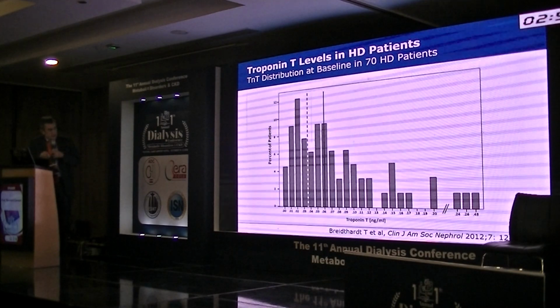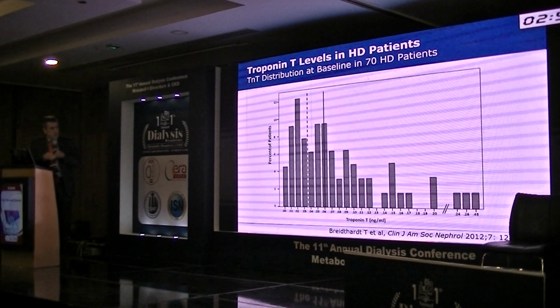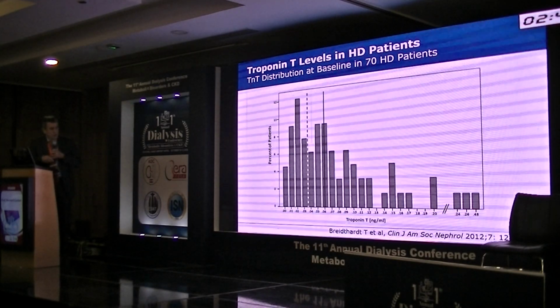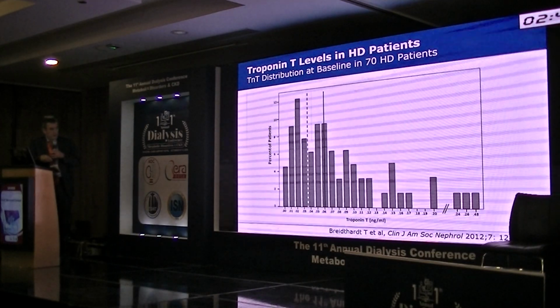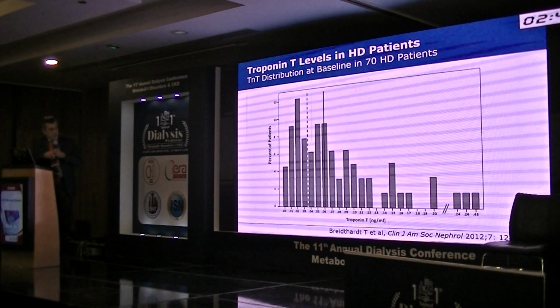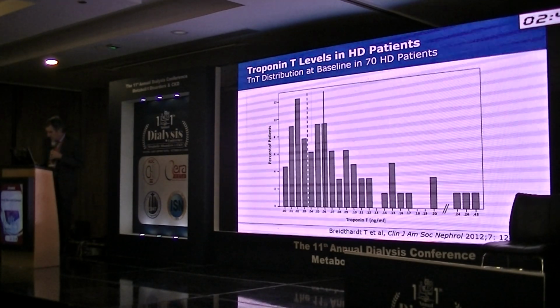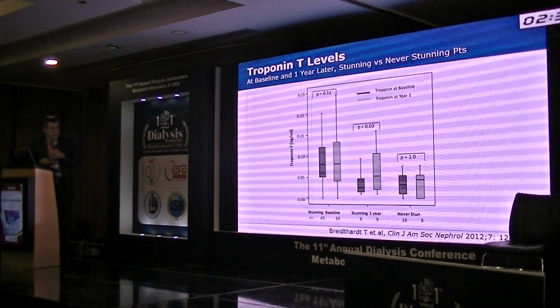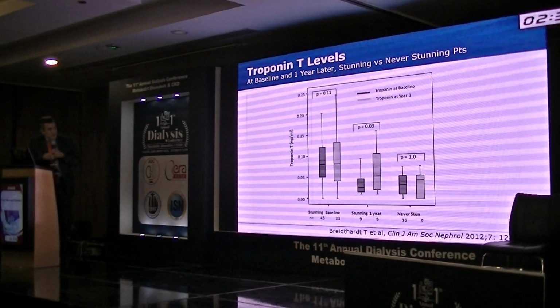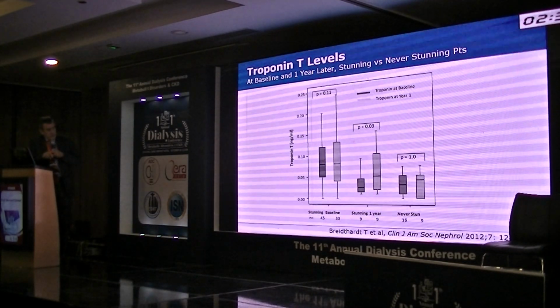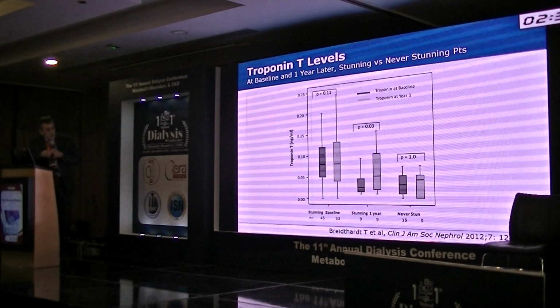If you look at this population, you see the troponin T, and you have a completely different profile. Of course, you have a distribution which is not completely Gaussian. You see the average value is 0.6, but you have a tremendously large distribution, and you will see that this large distribution is reflecting patients who are stunning.